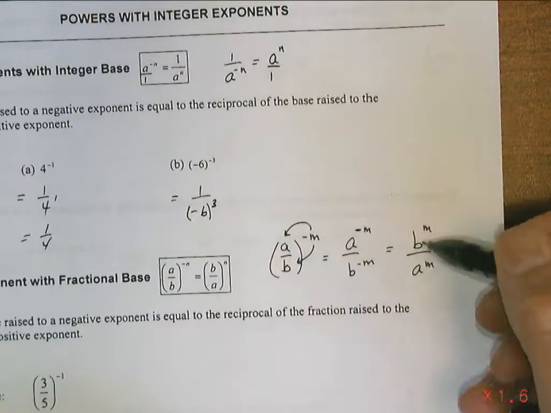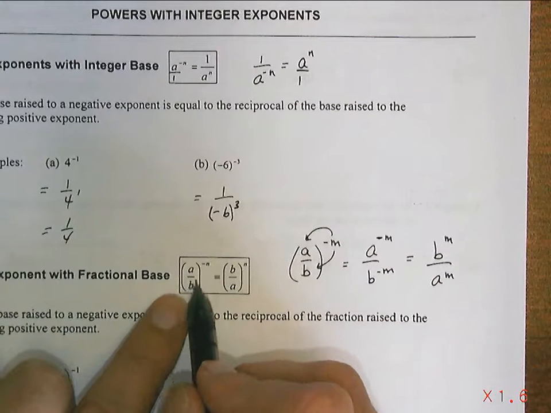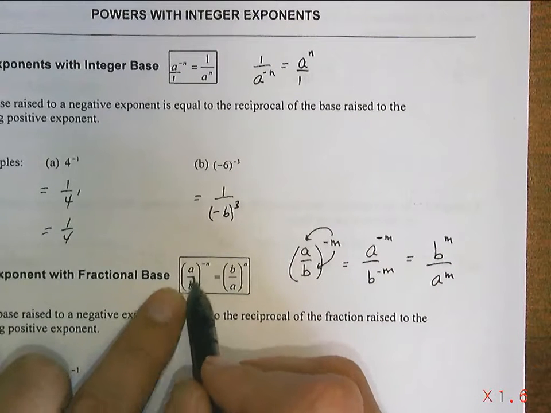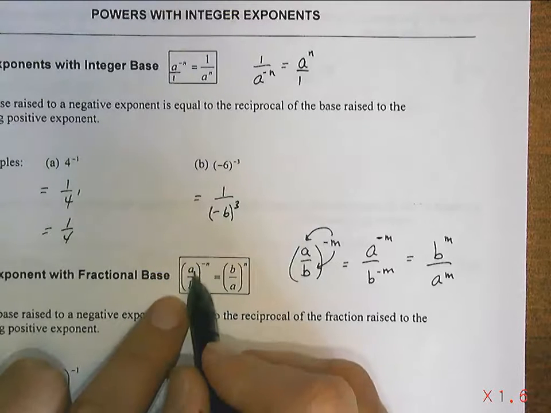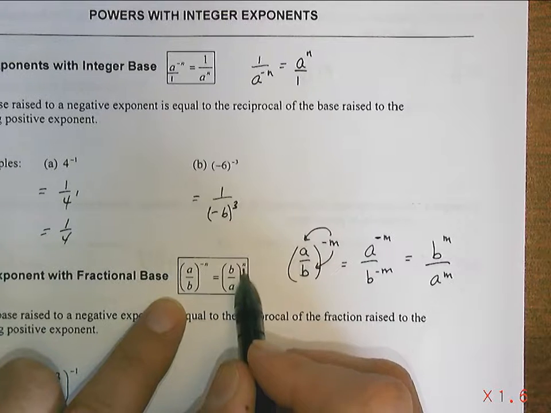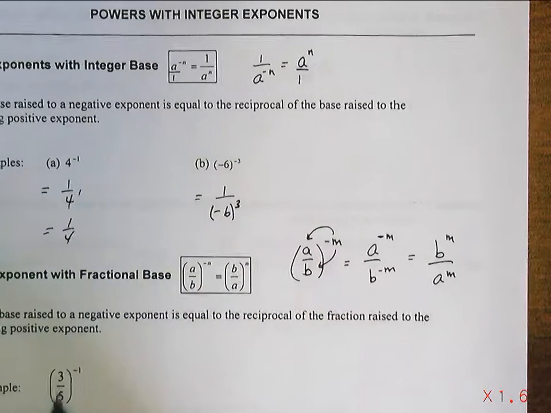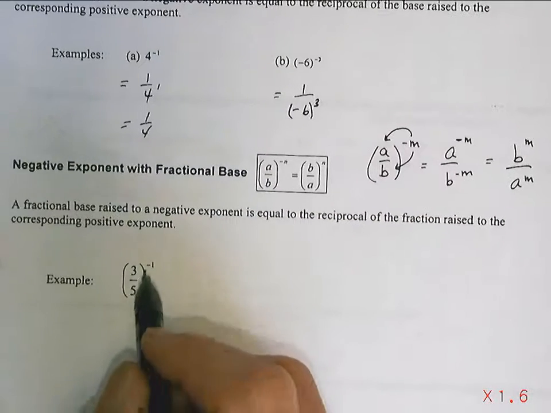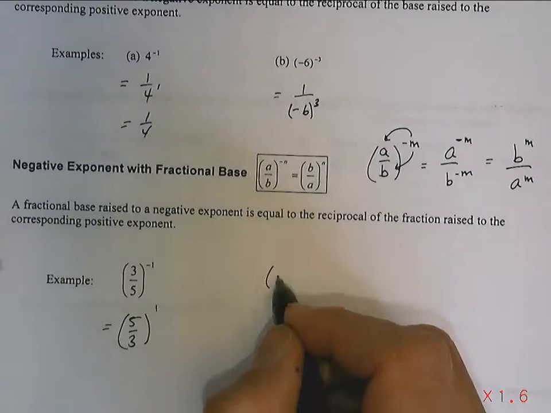So they reverse sides. Another way to think about it, though, is to look at the base first of all, and to flip the base. That's the reciprocal. So here's my a over b. The reciprocal of a over b is b over a, and it has the positive of the exponent. And so that's just another way to do it. So here's an example. If I had 3 over 5, the reciprocal of 3 over 5 is 5 over 3 to the positive exponent. That's probably a silly one to do.